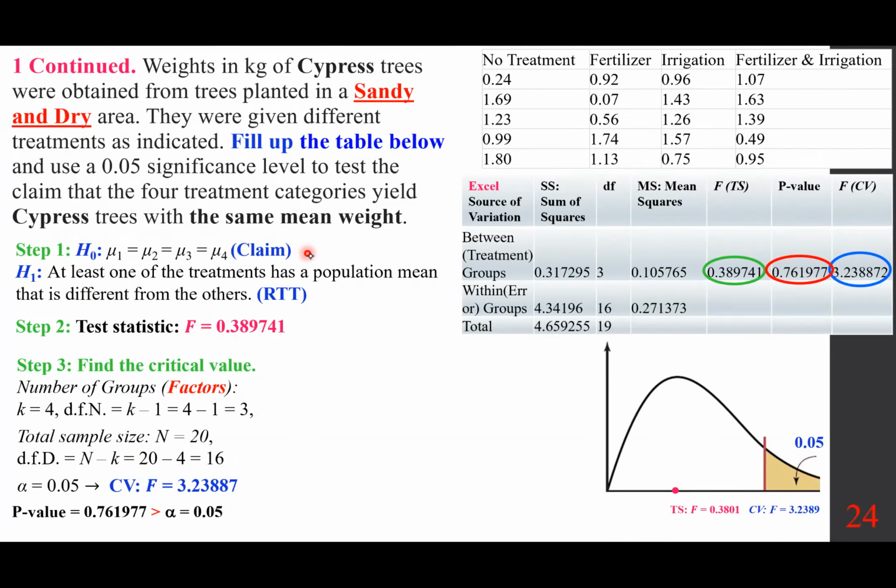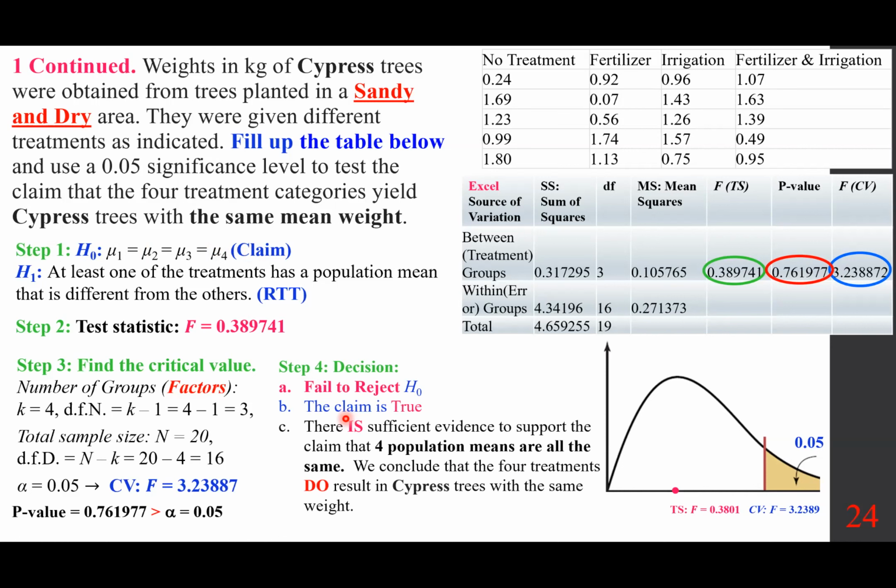Fail to reject H0, what does it mean? The claim is true, and there is sufficient evidence to support the claim that 4 population means are all the same. We conclude that the 4 treatments do result in cypress trees with the same weight. It makes no difference which one we use, according to the given information.